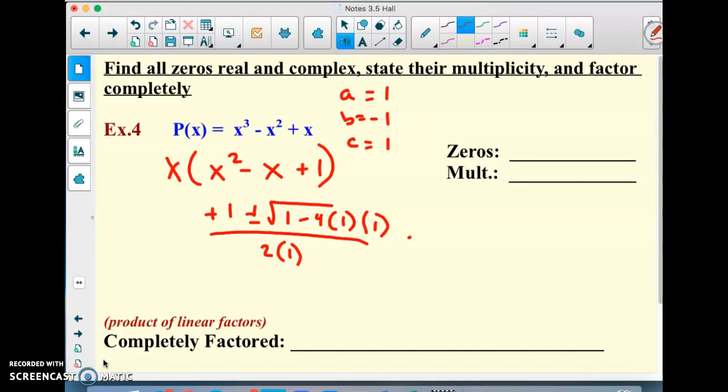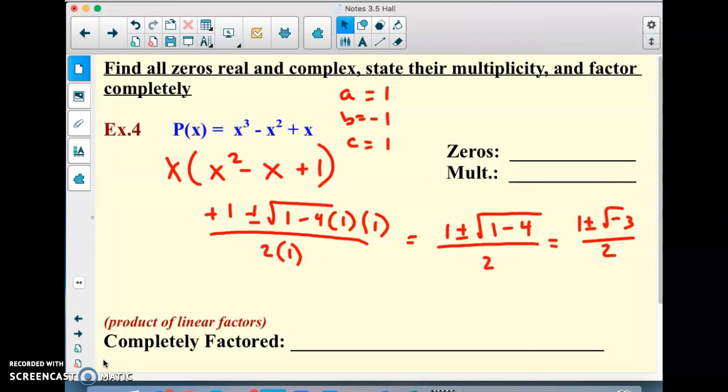So I clean that up, that would just be 1 plus or minus the square root of 1 minus 4 times 1 times 1, which is 4, divided by 2. And then clean that up, 1 plus or minus the square root of negative 3 divided by 2. I'm going to slide all this down a little bit.